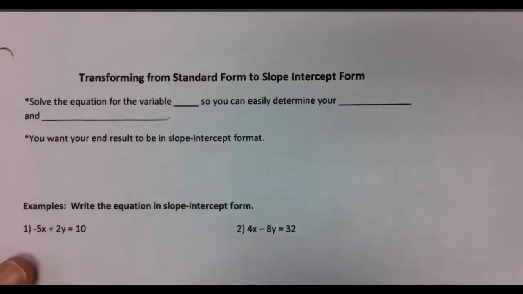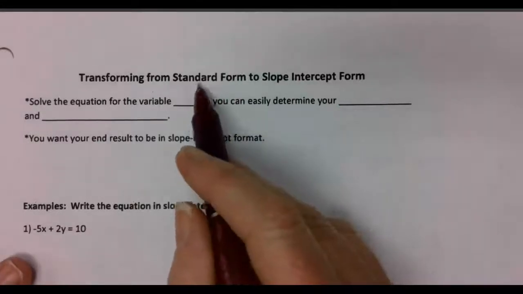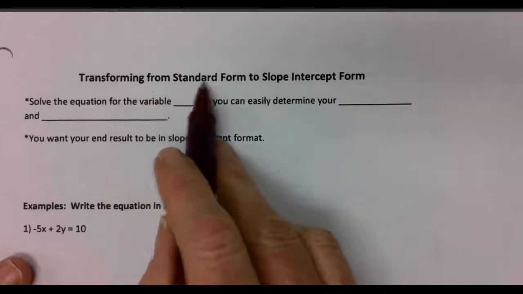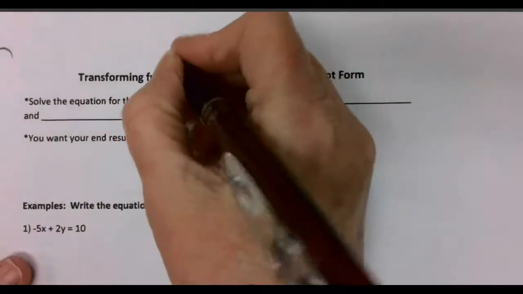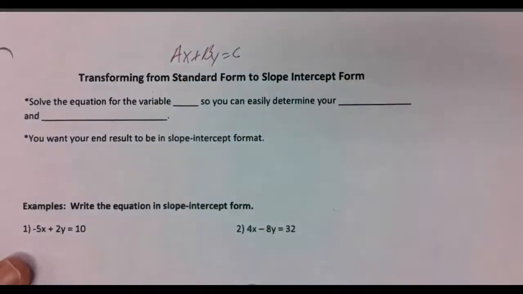So I've been talking about different kinds of equations, and what we're going to be doing today is we're going to start in standard form and go to slope-intercept form. Standard form, remember, is ax plus by is equal to c. And we're going to talk about slope-intercept.